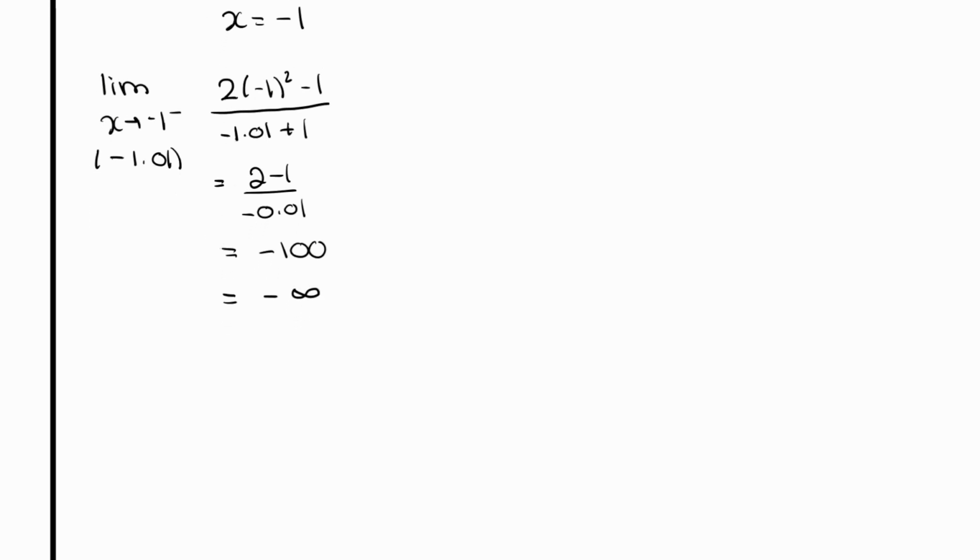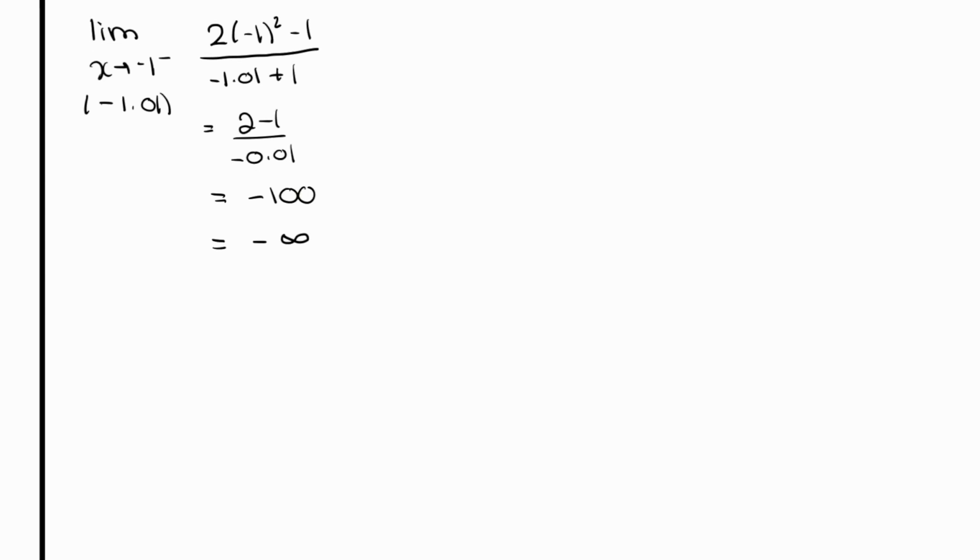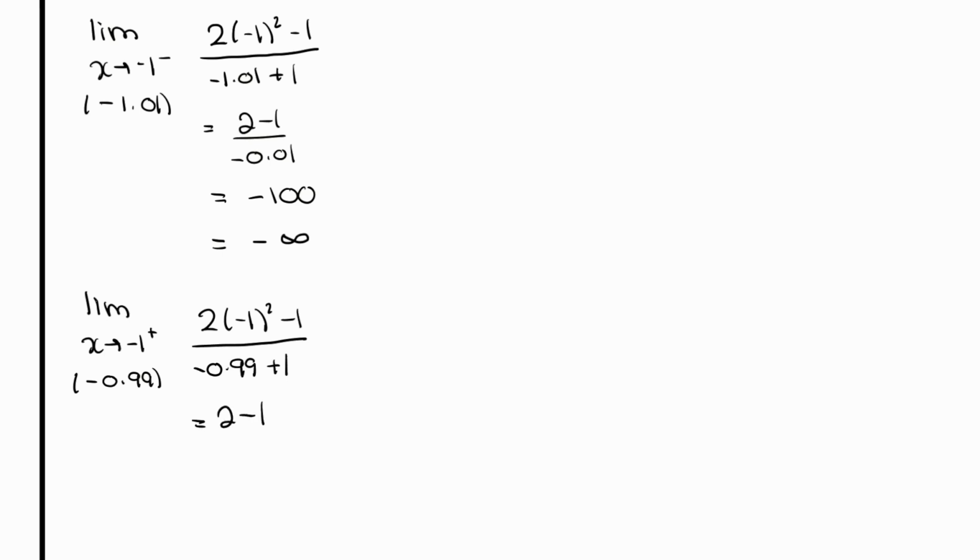Now let's take a look at what's happening if we're approaching it from the right. So my limit as x approaches -1 from the right-hand side. And now let's use a number really close to that right-hand side. Let's use -0.99. And we have 2 times -1 squared minus 1 all over -0.99 plus 1. That is going to give us, again, 2 minus 1 on the top.